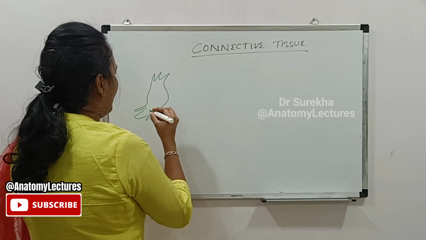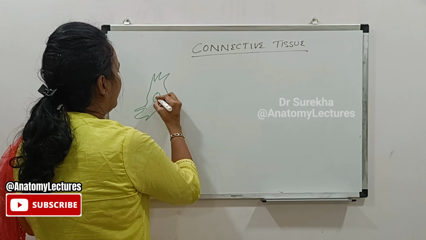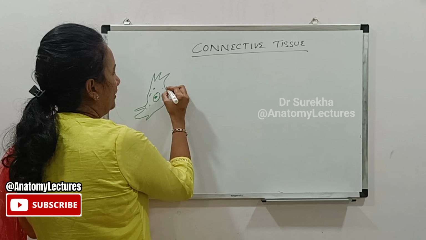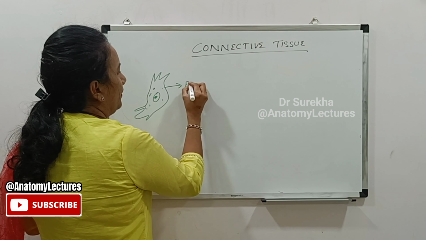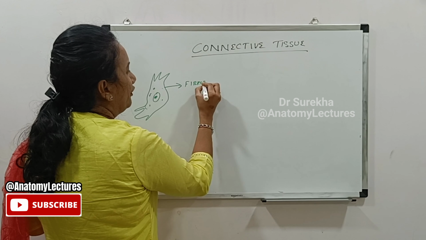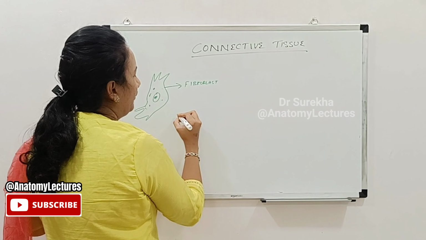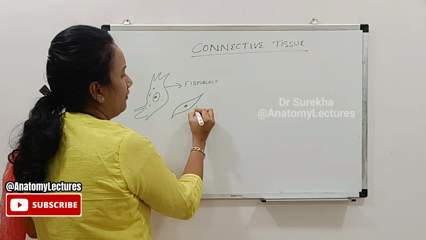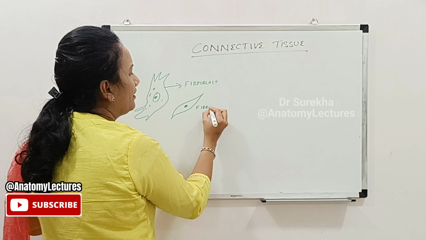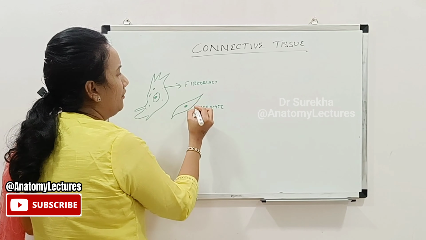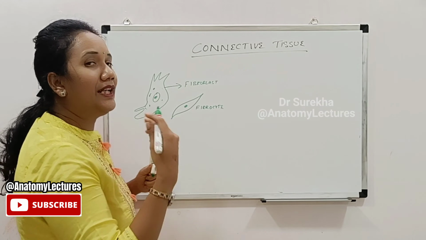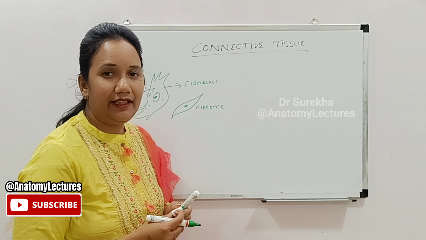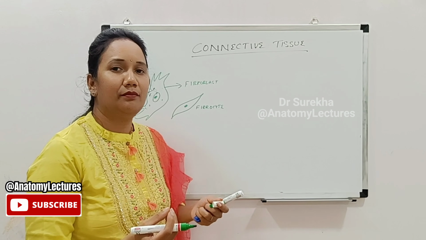So this is how a fibroblast will actually look. This is the fibroblast, which has an irregular outline, and if it is a fibrocyte, it will have a spindle shape. A fibrocyte is nothing but the inactive form of the fibroblast. So whenever there is an inflammation or some injury where you require healing, you need collagen production.